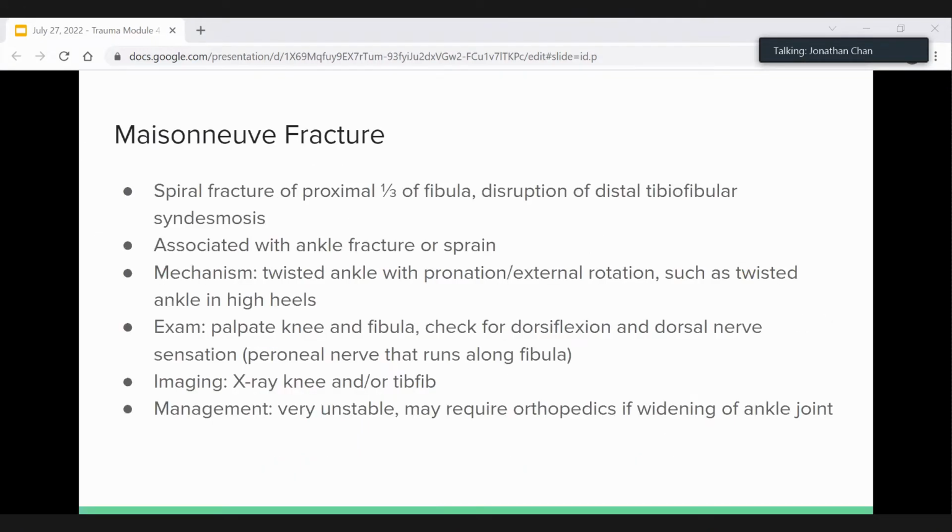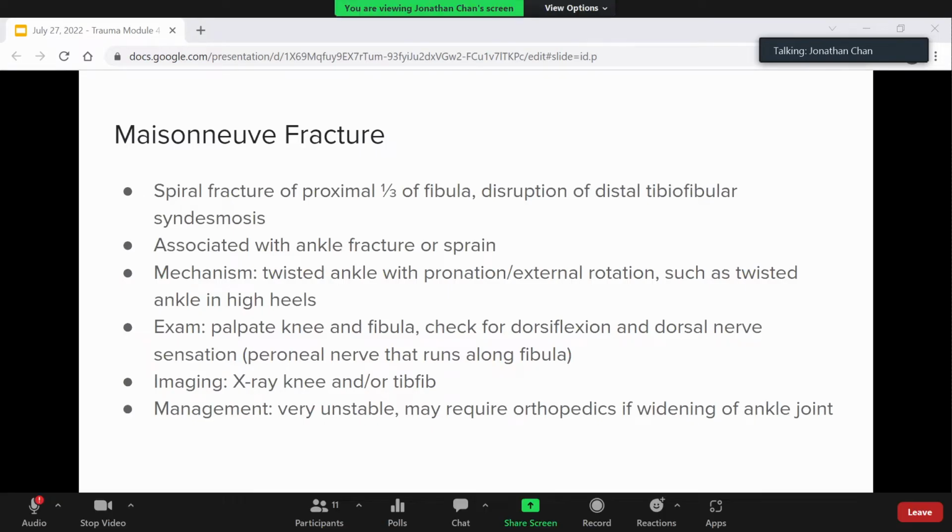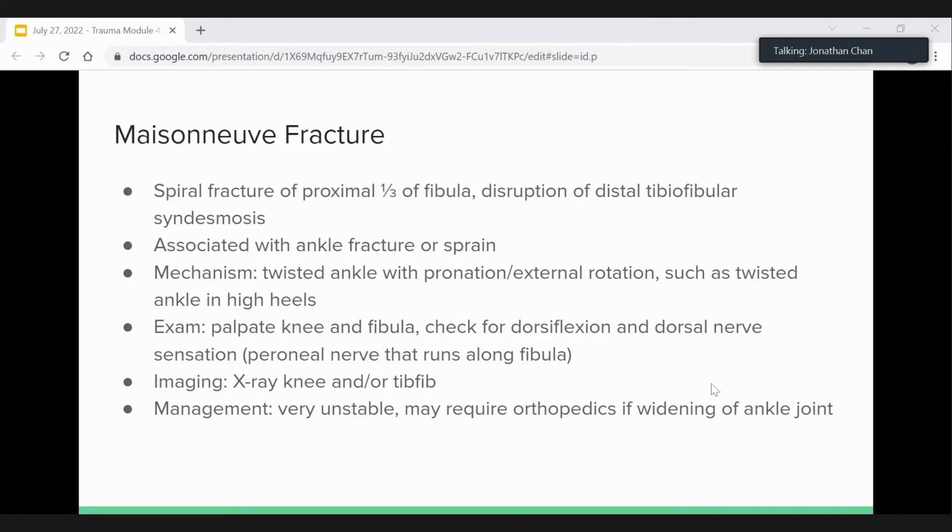So the first one, I don't know if anyone speaks French. I think it's a Maisonneuve fracture, but if anyone else wants to say it better than me, feel free to jump in. This is a spiral fracture of the proximal 1/3 of the fibula, and there's disruption of the distal tibiofibular syndesmosis. So basically the connection between the fibula and the tibia. And this is pretty high up. It's usually right below the knee.